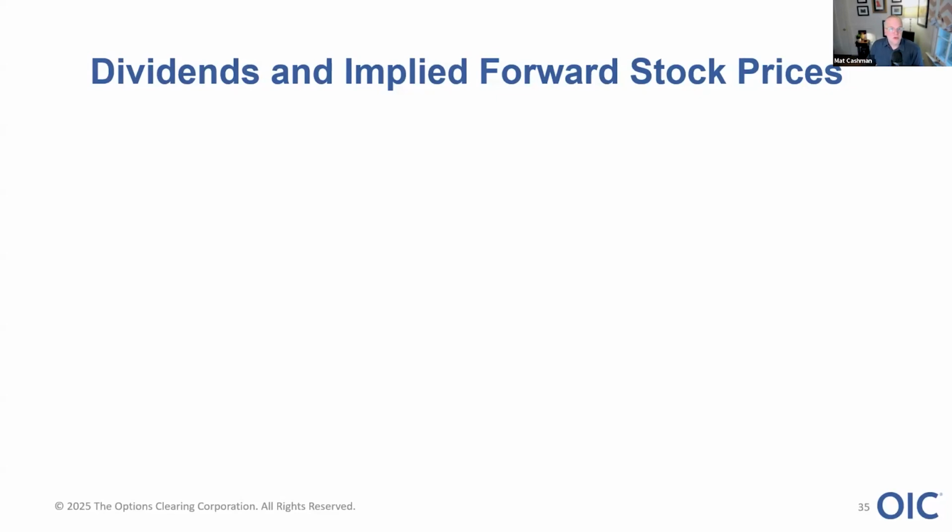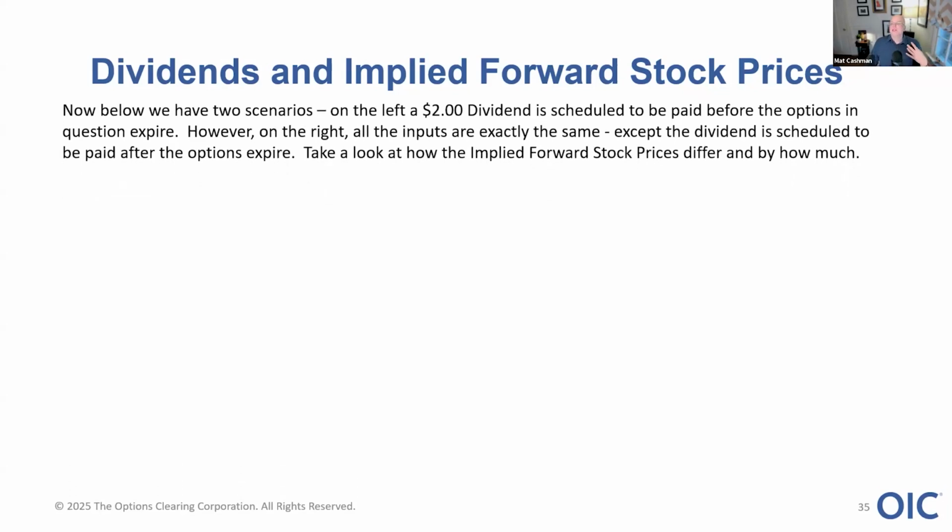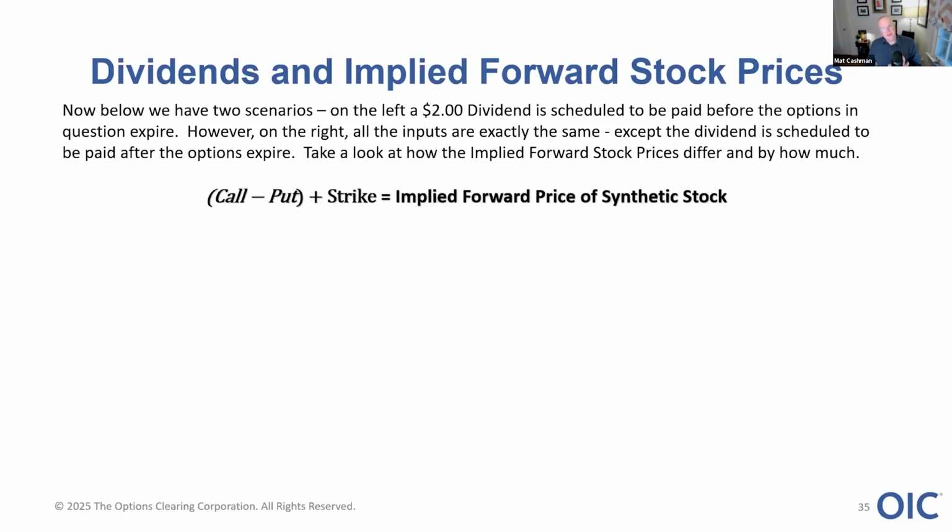You need to pay attention to where the dividend is and whether it is included in the options that I'm using to create this synthetic stock position. In much the same way that I showed you a 4% interest rate and an 8% interest rate, I'm going to show you a $2 dividend, a big dividend, admittedly, scheduled to be paid before the options expire and after the options expire. All the inputs are the same, except the dividend is included in one and not included in the other. Let's take a look at how it affects the actual synthetic price.